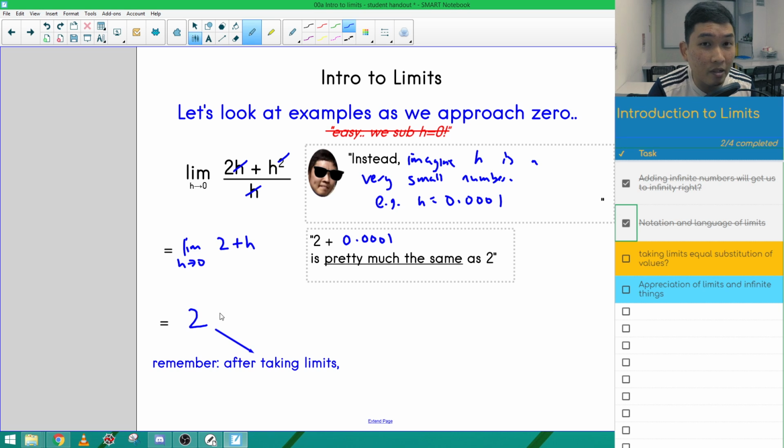But I want you to remember, just like the frog, the frog actually never reaches 1. We are saying that after taking limits, we are not saying the answer is 2. So the answer is not 2. We say it approaches 2.